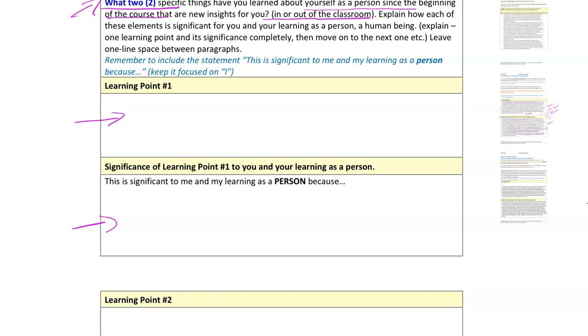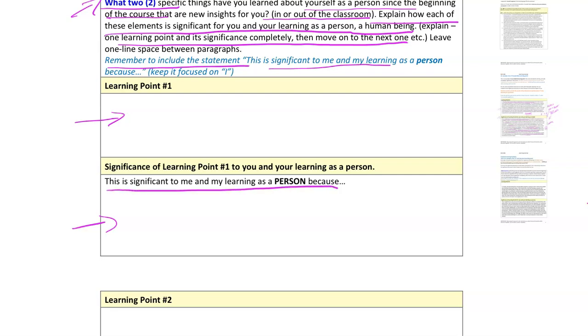Again, we ask you to explain how each of these elements is significant for you and your learning as a person, a human being. Explain one learning point and its significance completely, then move on to the next one. Again, line space between paragraphs. In this case, you have separate sections. Remember to include the statement, this is significant to me and my learning as a person because, and of course that's provided for you here so you have a place to start. Don't delete this. That's what's being asked for here.